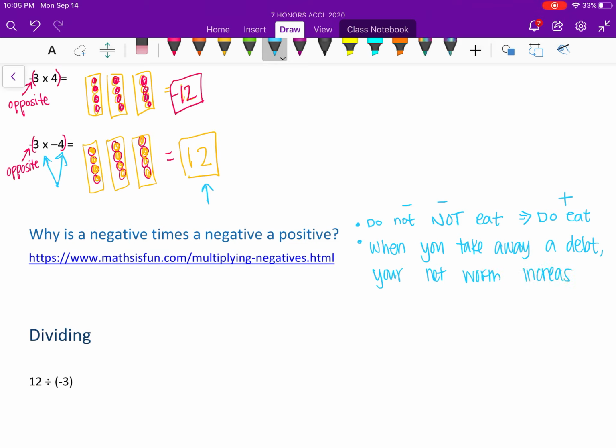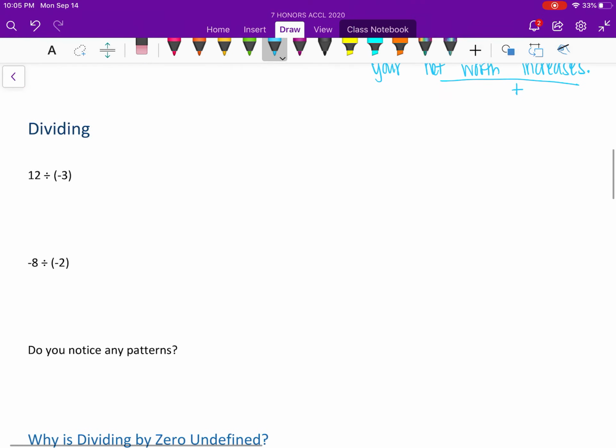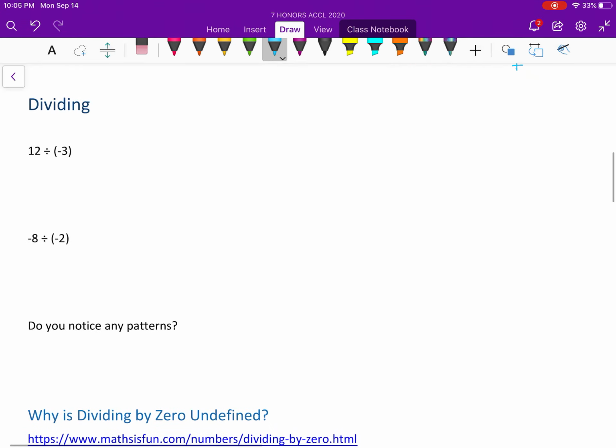I love using money as an example because it's such a real world thing. So when we take away, that's negative, right? When we take something away, it's negative. And a debt is also noted with a negative sign. Well, our net worth increases, so that's a positive. So a negative, and a positive. Now remember, net worth is just how much you are worth, financially speaking, not morally speaking.